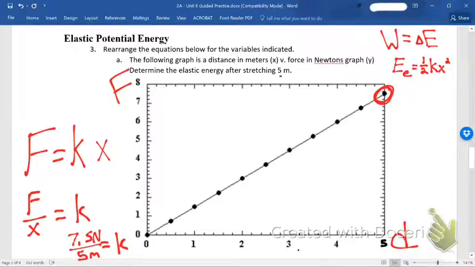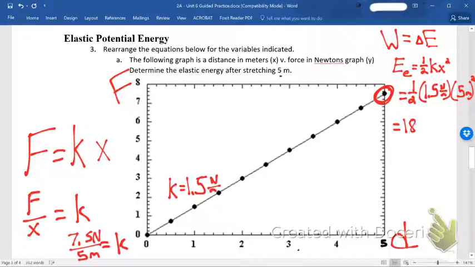So that means my value for k is 1.5 newtons per meter, which I can then go and finish in this equation. So it equals 1/2 times 1.5 newtons per meter for my k times 5 meters squared here for my x, which if I put into my calculator, I will find that that equals 18.75 joules of energy.